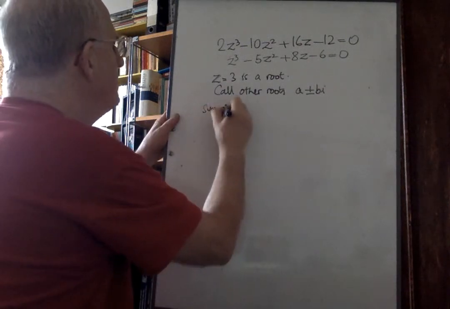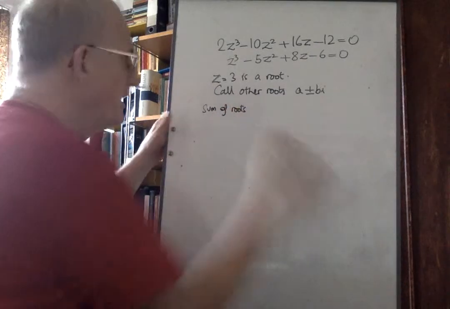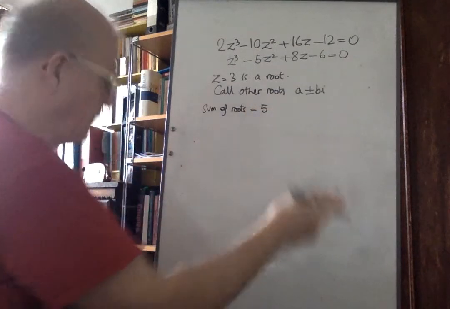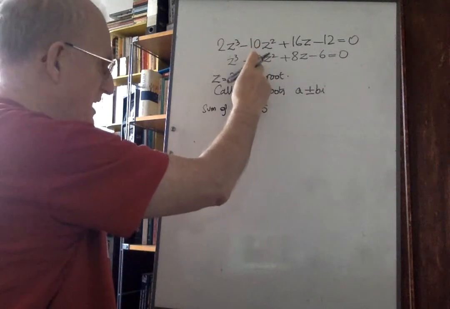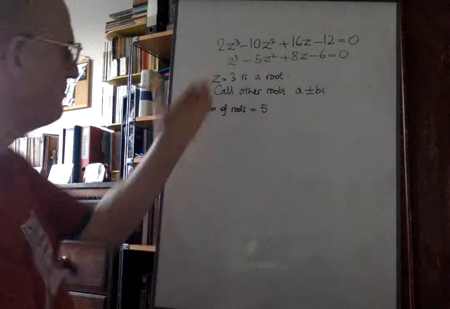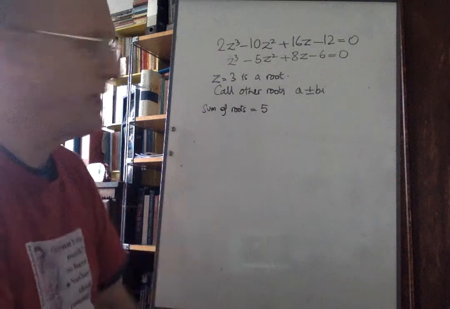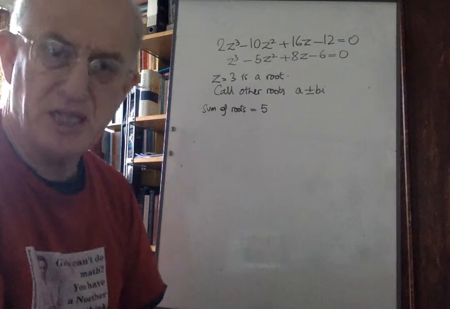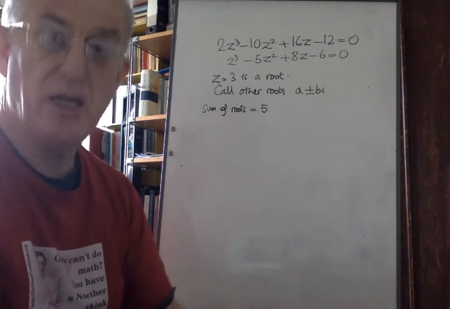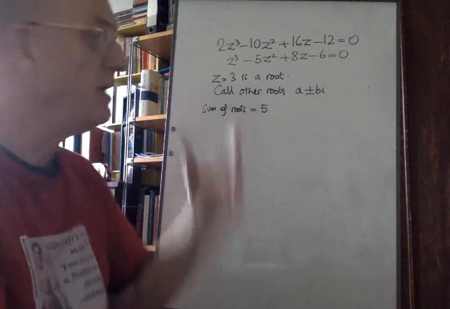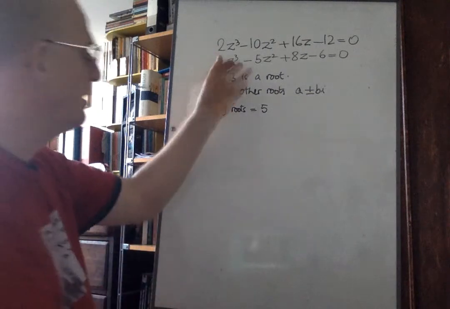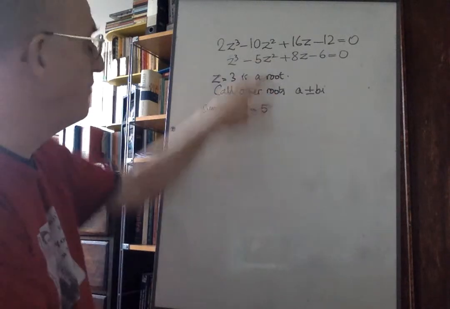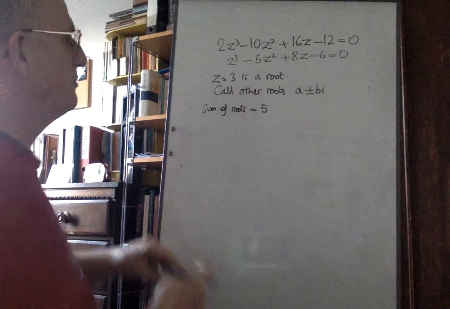Sum of the roots is minus the coefficient of the second highest power, which is 5. Remember, if we didn't have a z squared term here, if it was just z cubed plus 8z minus 6, we wouldn't say, aha, the sum of the roots must be minus 8. We would say the coefficient of z squared is 0, even if it's not written there, and the sum of the roots would be 0. Here, you can see the z squared term, and the sum of the roots is 5.